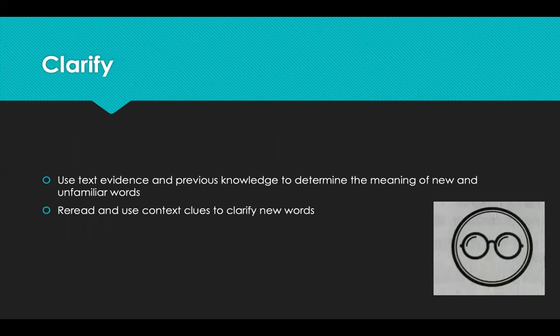When we clarify, we use text evidence and our previous knowledge to determine the meaning of a new or unfamiliar word. We can reread the story or use context clues to clarify new words. Our symbol for clarify is glasses.